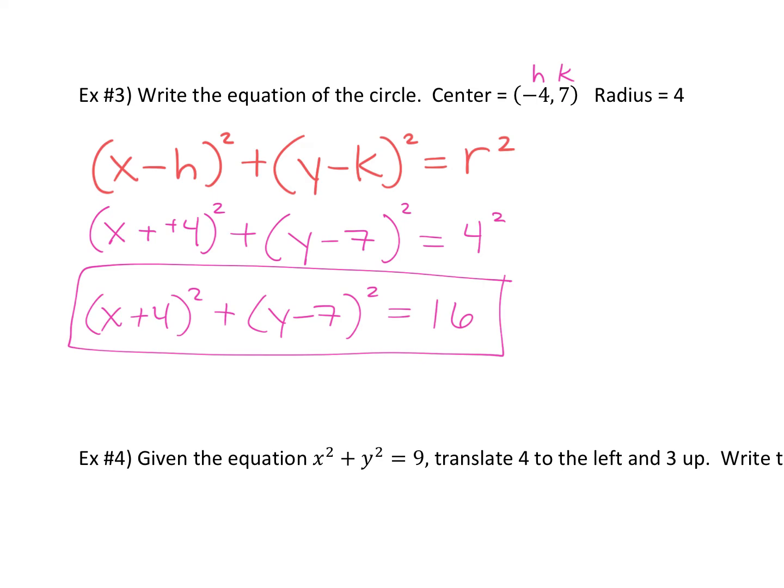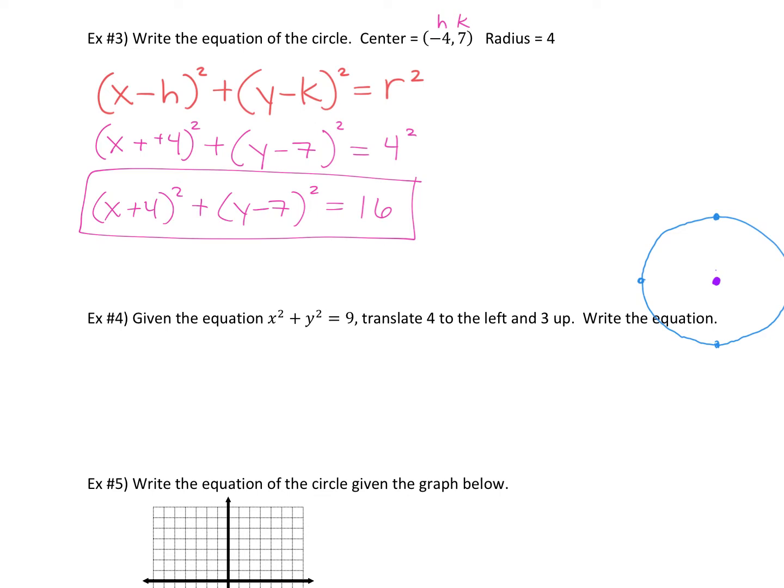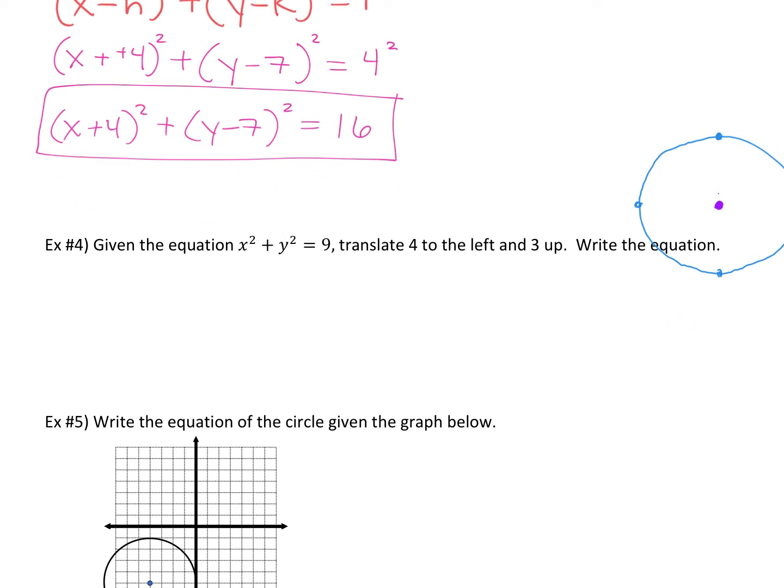All right, example 4 here. It says given the equation x squared plus y squared equals 9, we're going to translate it. Another word for translate? Anybody? Remember geometry? Translations? What did you do? You slid, right? It's a slide. A translation is just a slide. So we're going to slide this graph, this circle, 4 units to the left and 3 units up. So if I go 4 to the left, what number is that? -4, 4 to the left, and then 3 up would be up 3.